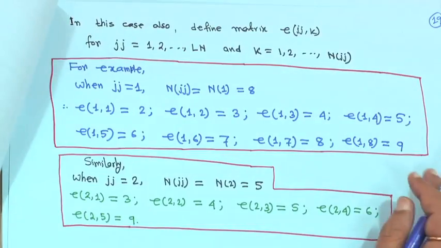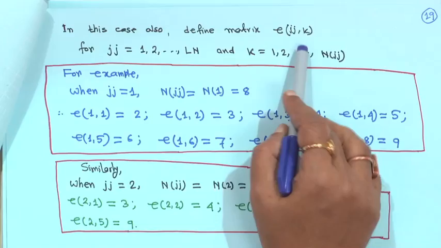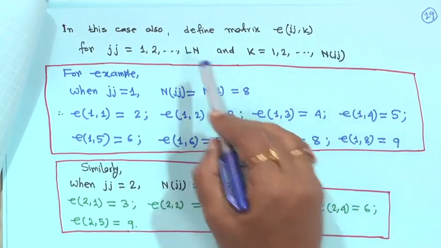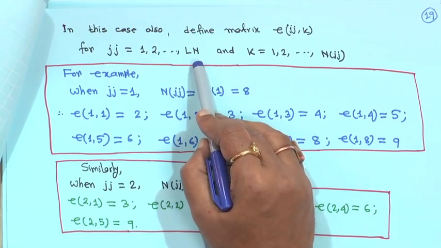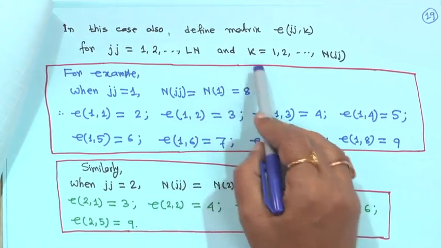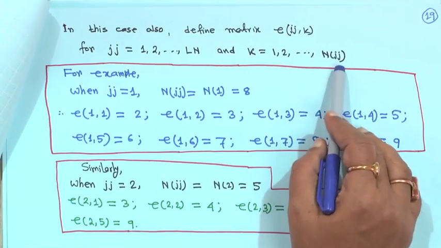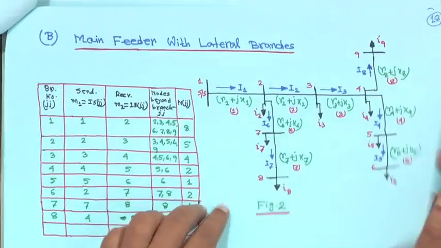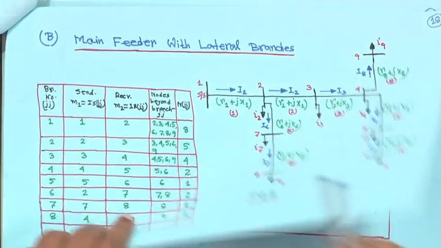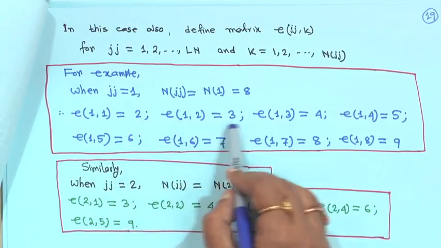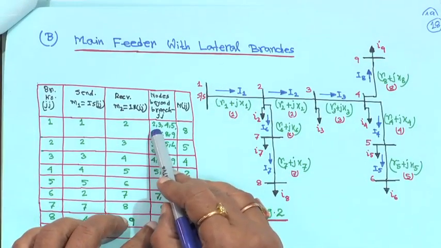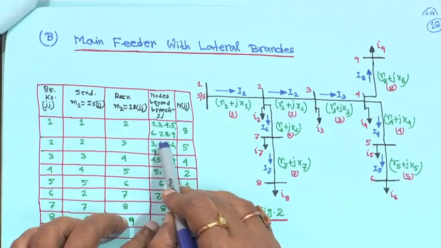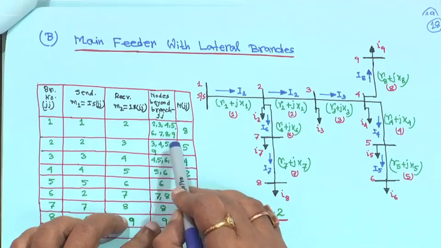For example, in this case also define matrix EJK, for J is equal to 1 to Ln and K is equal to 1 to NJ. In this case, Ln is equal to 8, because 9 nodes are there. So, the number of branches is 8 and K is equal to 1 to NJ. That means, for each J is equal to 1, 2, and so on, you have to see. For example, when J is equal to 1, NJ is equal to N1, which is equal to 8, and that means your E11, E12 up to E18. So, E11 is 2, E12 is 3, E13 is 4, E14 is 5, E15 is 6, E16 is 7, E17 is 8 and E18 is 9.